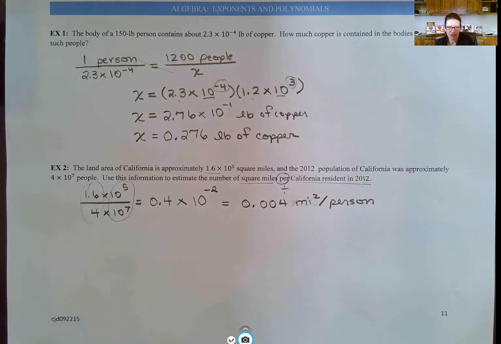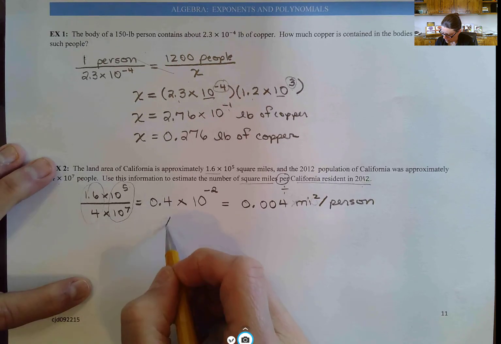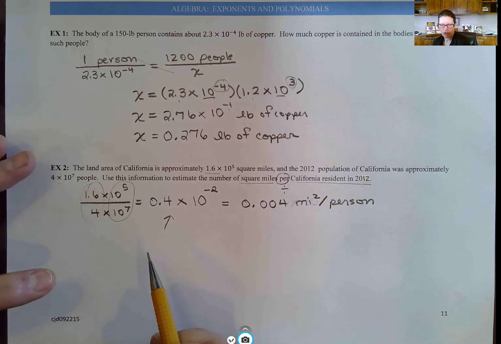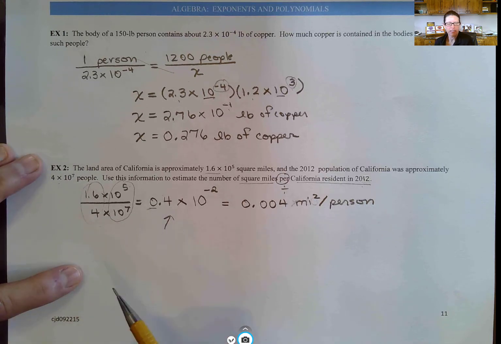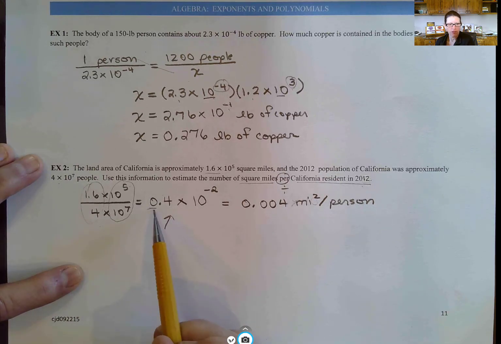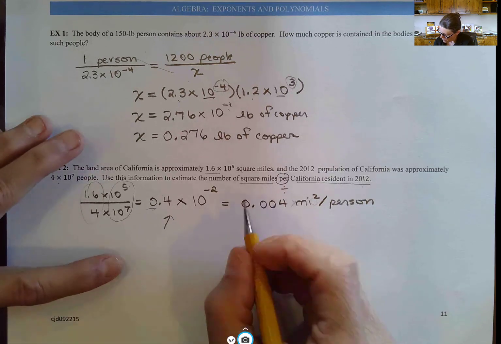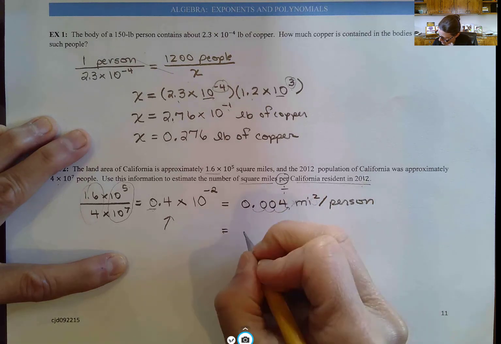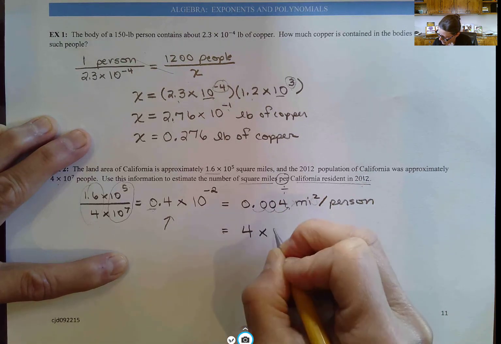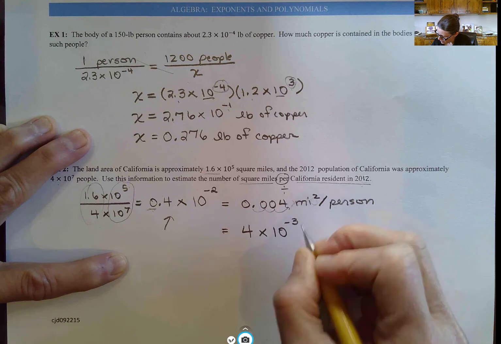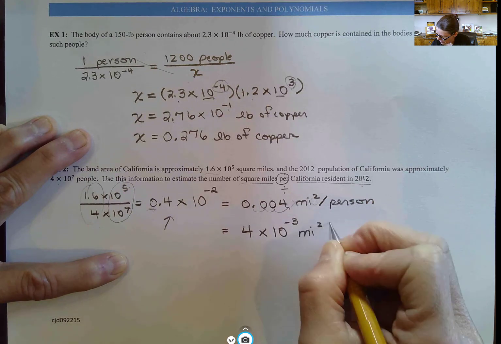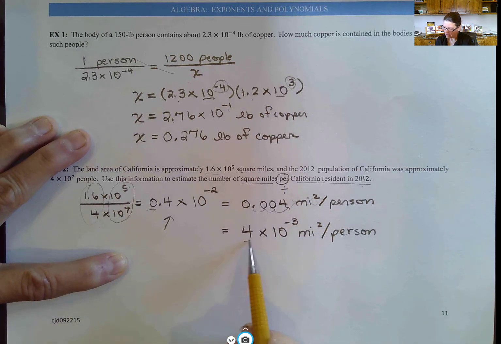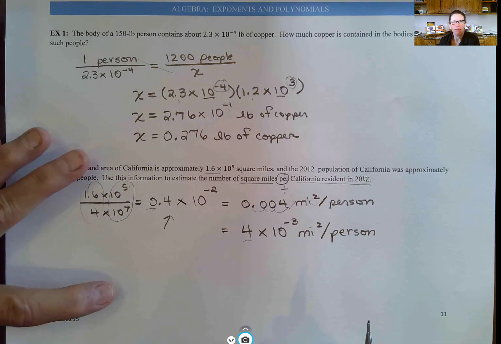Okay, but if we want to write this in scientific notation form, the 0.4 times 10 to the negative 2 is not the correct scientific notation form, because we want to see at least a unit here to the left of that decimal point, don't we? So in its equivalent scientific notation form, we would say that that is 4 times 10 to the negative third square miles per person. Again, because scientific notation has a digit to the left of our decimal point.